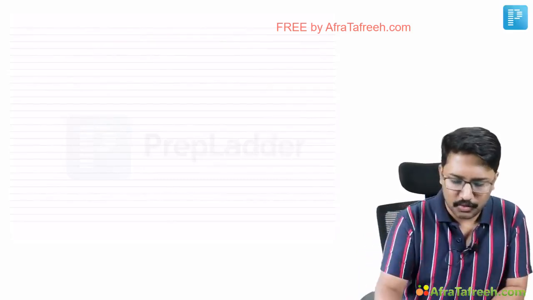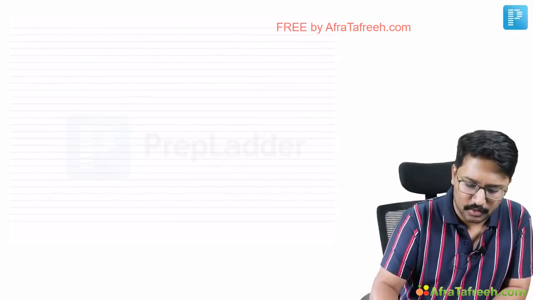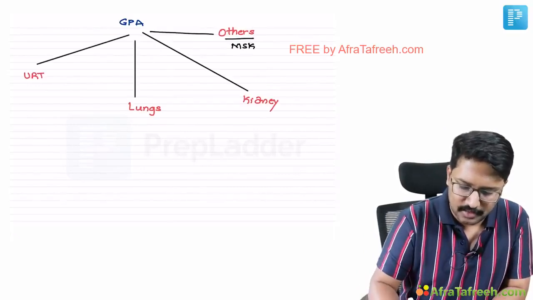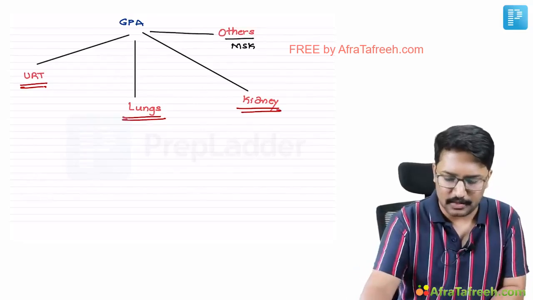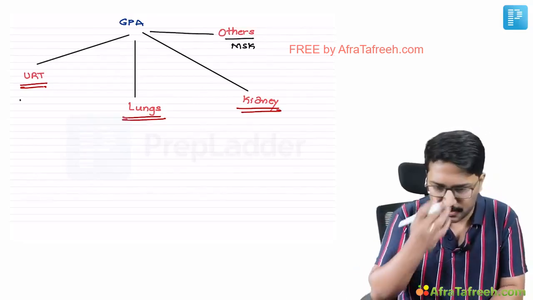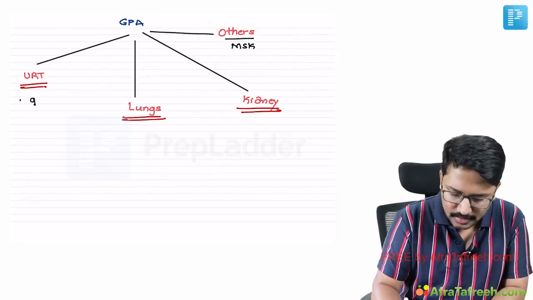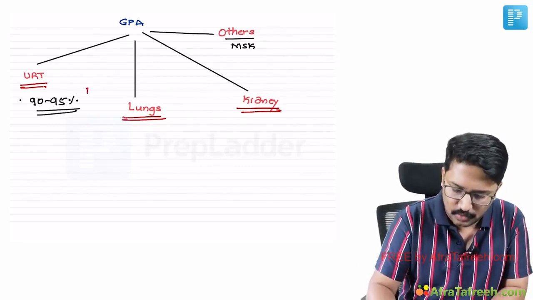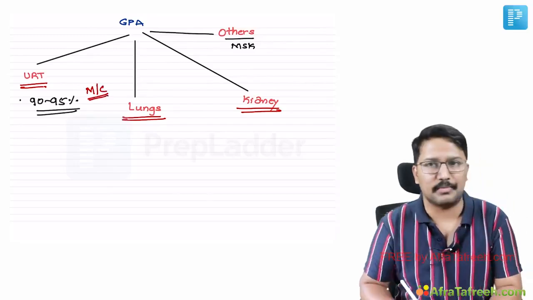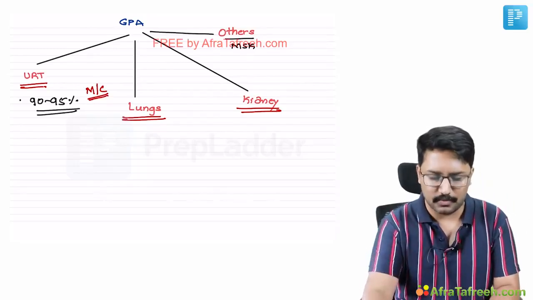Okay, so when we talk about GPA, we will be talking about involvement of important structures like the upper respiratory tract, lungs and kidneys, right? Upper respiratory tract involvement in GPA can occur in various forms. The involvement is seen in 90 to 95% of the patients. That makes it the most commonly involved organ system in patients with GPA, right? Most commonly involved organ system.